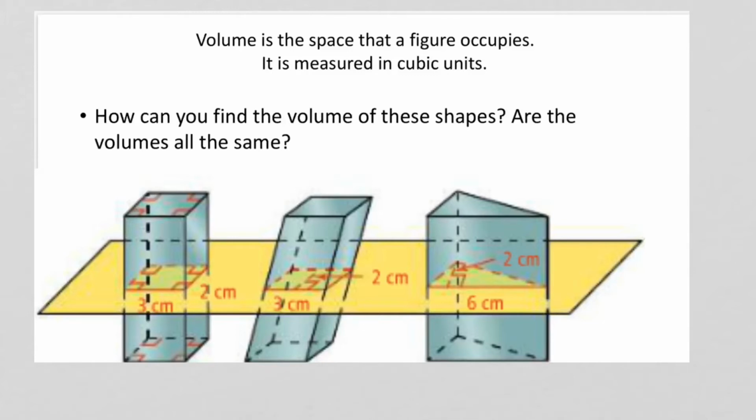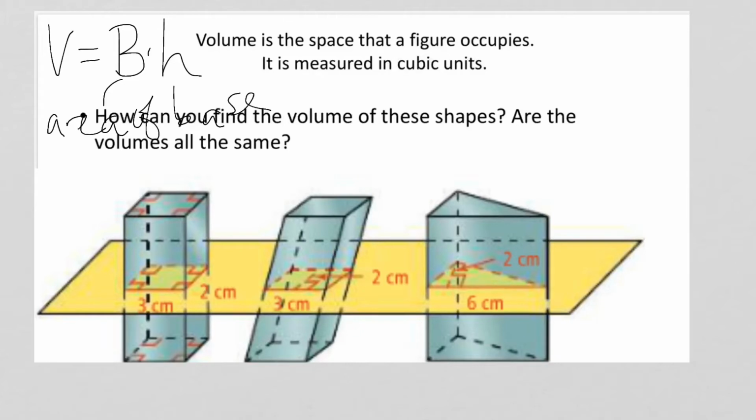So if we take a look, the left one is a rectangular prism, and the middle one is also a rectangular prism, but it's on a slant. And then we also have a triangular prism last over here. So what is the volume of a prism? It's taking the base, finding the area of the base, and multiplying it by its height. Area of base times its height.